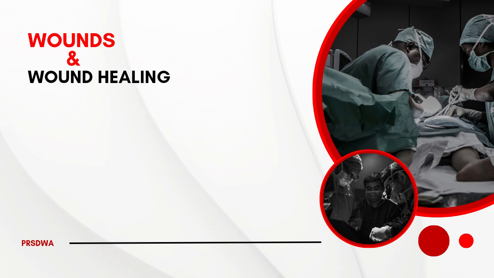So let me take the definition now. Wound healing is the body's response to injury in order to restore structure and or function of the injured tissues. Thank you for that definition. Do we have any other contribution to that? Okay, so we can move over to the types of wound healing.